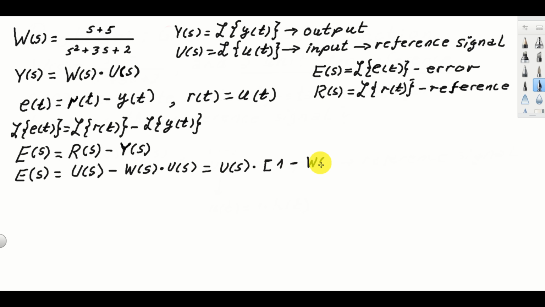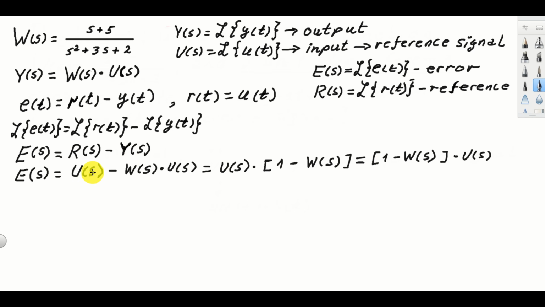And note that we can write this expression like this mainly because the system is single input, single output. A more correct version of this equation is actually to write it like this: 1 minus W of s multiplying U of s. However, since all the variables are scalars, both versions are correct. However, if W of s is a matrix, here you will have the identity matrix minus W of s matrix.